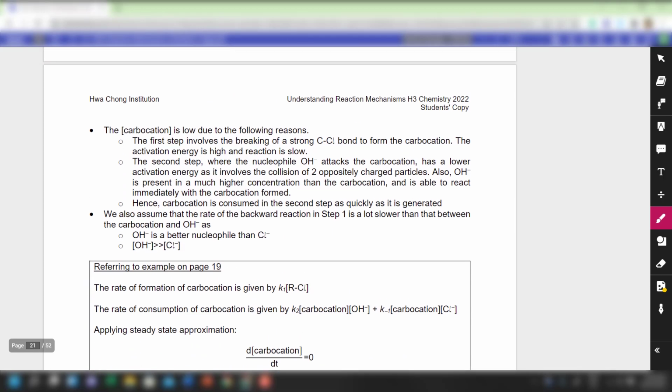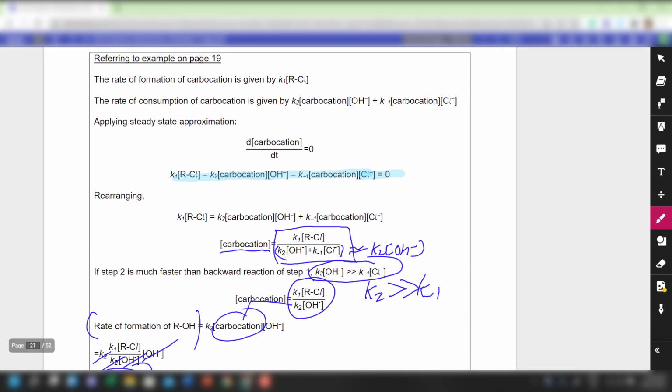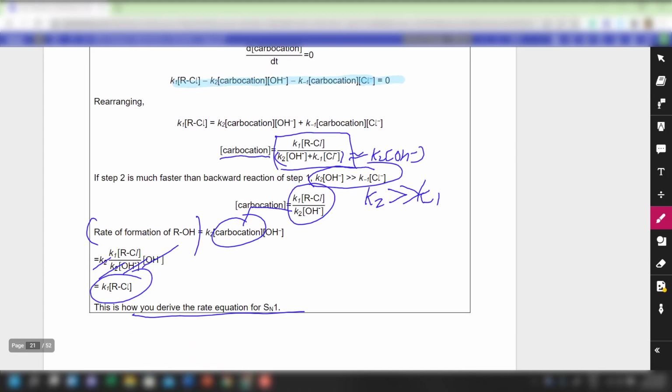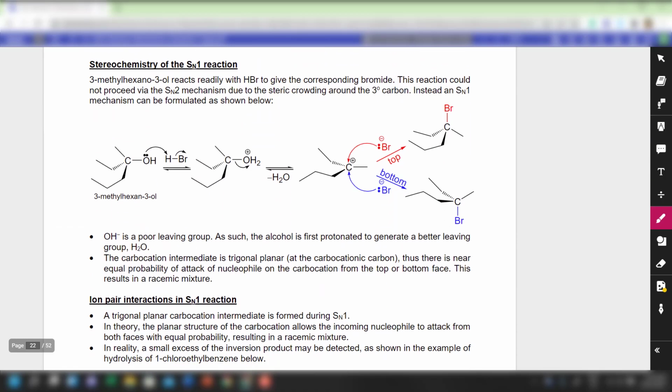Okay, yep, so essentially this is the steady state approximation you need to know. If you want to have more examples, I mean, you can highlight, and we could probably give you more examples, but at least for the purpose of H3, you simply need to know this. Yeah, so I think you don't have to worry about any other things. Okay, then we'll move on to the stereochemistry of SN1.